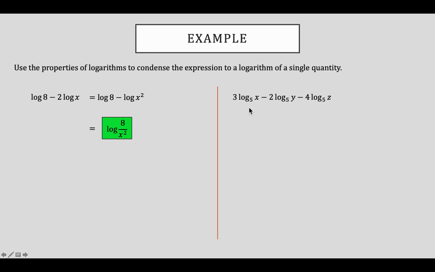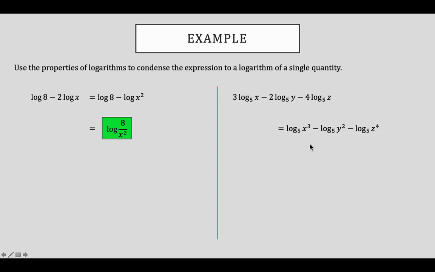Let's try another. 3 log base 5 of x minus 2 log base 5 of y minus 4 log base 5 of z. Again, always take care of any constant multiples in front of your logs first. We can use the power property for each one of these to bring that constant multiple into the log as a power. This would be log base 5 of x cubed minus log base 5 of y squared minus log base 5 of z raised to the fourth power.